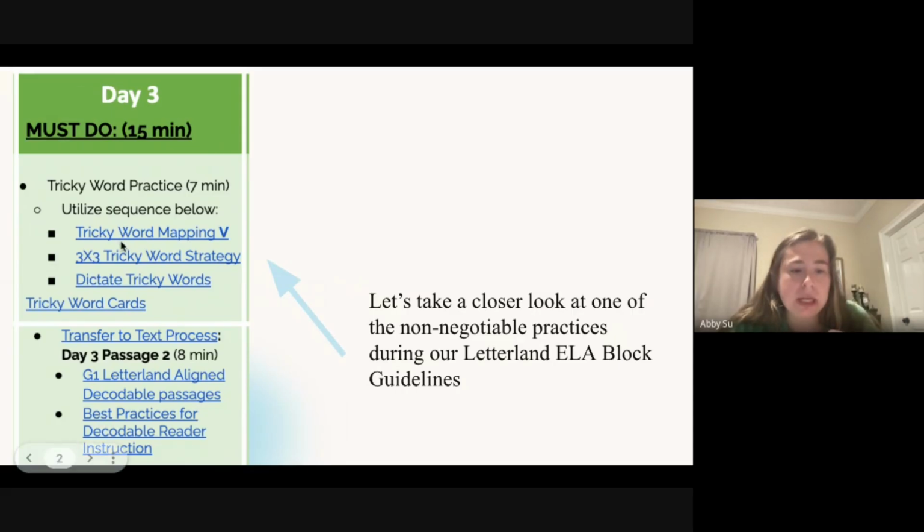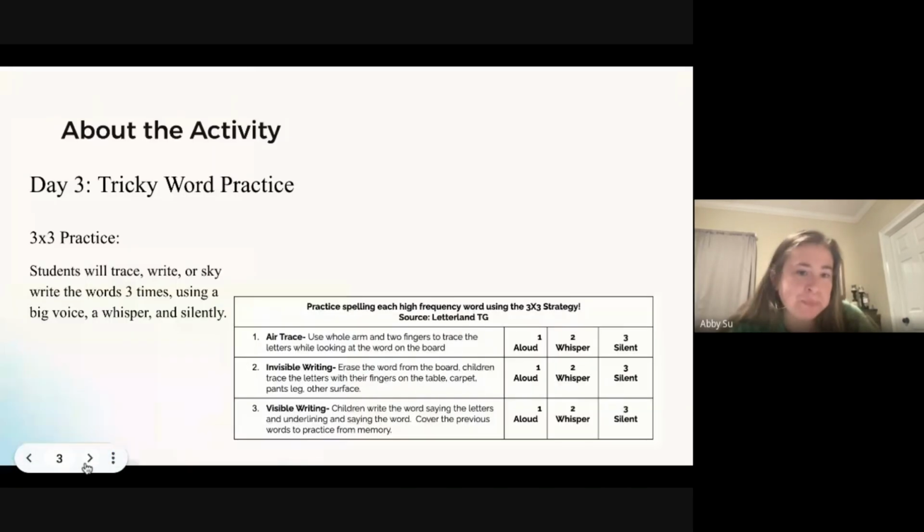I'm going to be looking at the 3x3 tricky word strategy. In the 3x3 tricky word strategy, the students trace, write, or skywrite the words 3 times: aloud, whisper, and silent. Usually they do all of them. They'll start here with the air trace, doing invisible writing with their finger on the table, the carpet, their leg, or some kind of surface. Then they will also actually write it. Sometimes this doesn't all occur in one day; it can be spread out. But that's what it looks like when we do the 3x3.